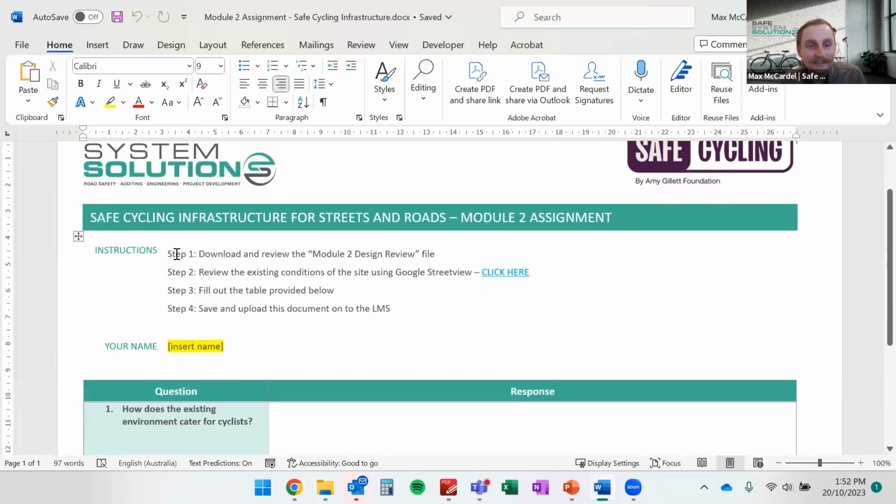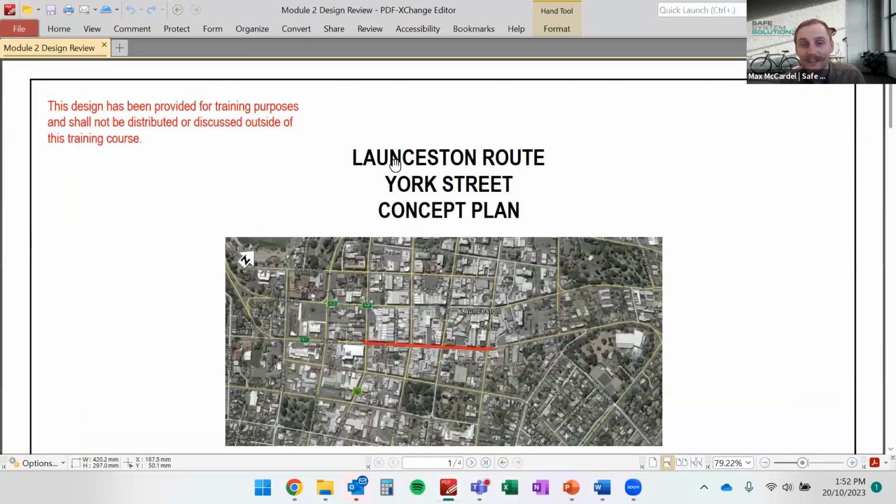The instructions are, for step 1, you'll need to download and review the Module 2 design review file. That's the PDF. If I open up the PDF, it looks like this. It is the Launceston Route, York Street concept plan. There is a disclaimer here at the top left that says the design has been provided for training purposes. Please don't talk to Launceston City Council about this or write to an MP or anything like that, because it's just for this training course.